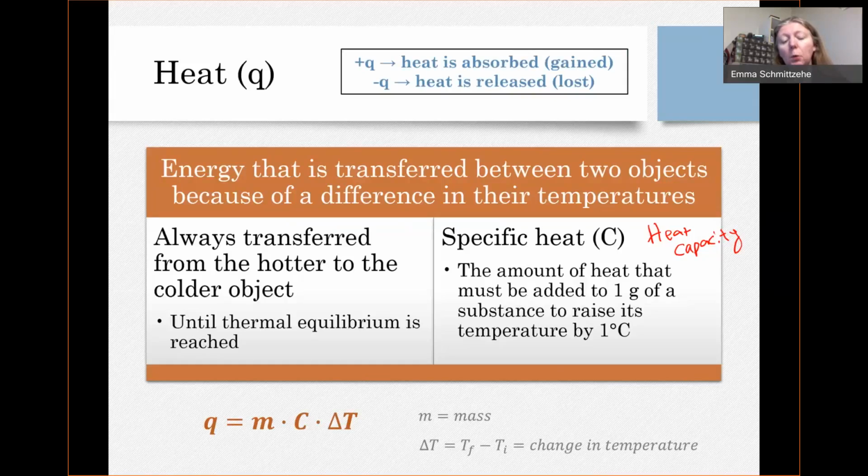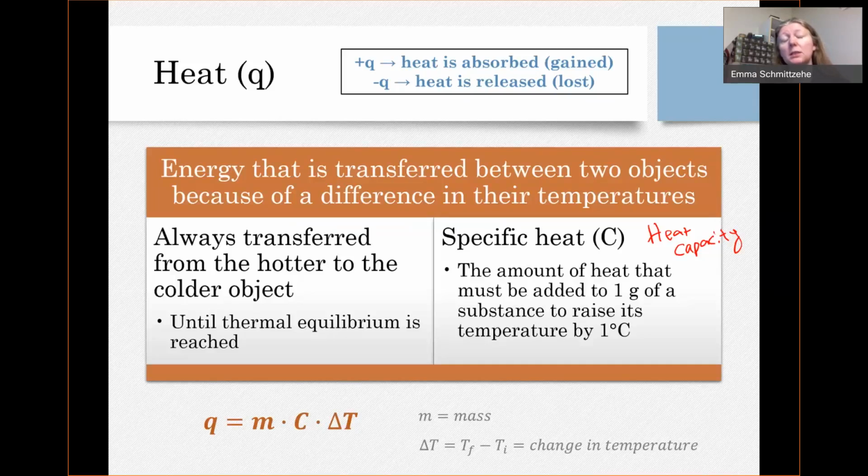So when you use this equation, what you should see is that sometimes Q is going to come out positive and sometimes it's going to come out negative. It comes out positive when heat is being absorbed, or gained. It comes out negative when heat is released. And really that sign difference is due to the delta T term. Because m, or mass, can only be a positive value. You can't have a negative mass.